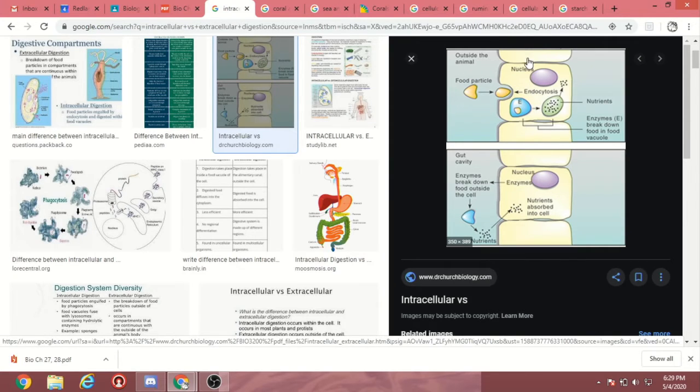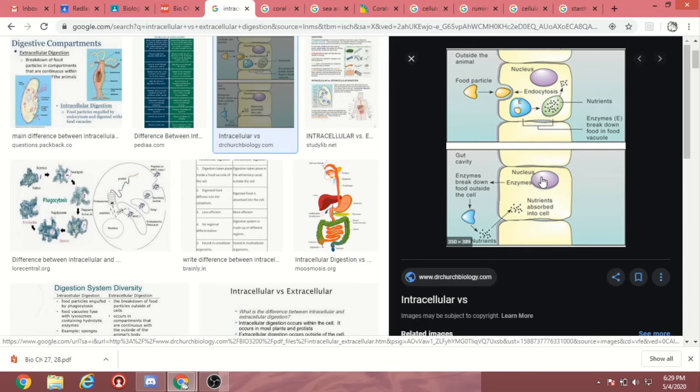Basically, you have these cells all lined up next to each other, and they need nutrients. Outside the cell, you'll have a food particle, and the cell can ingest that food particle, just like you ingest your meals in your mouth. Literally, the food particle goes into the cell, and then enzymes break it down into smaller and smaller molecules so that the nutrients are available to the cell. Now, that's a lot of work, and that's a lot to ask of a cell to do.